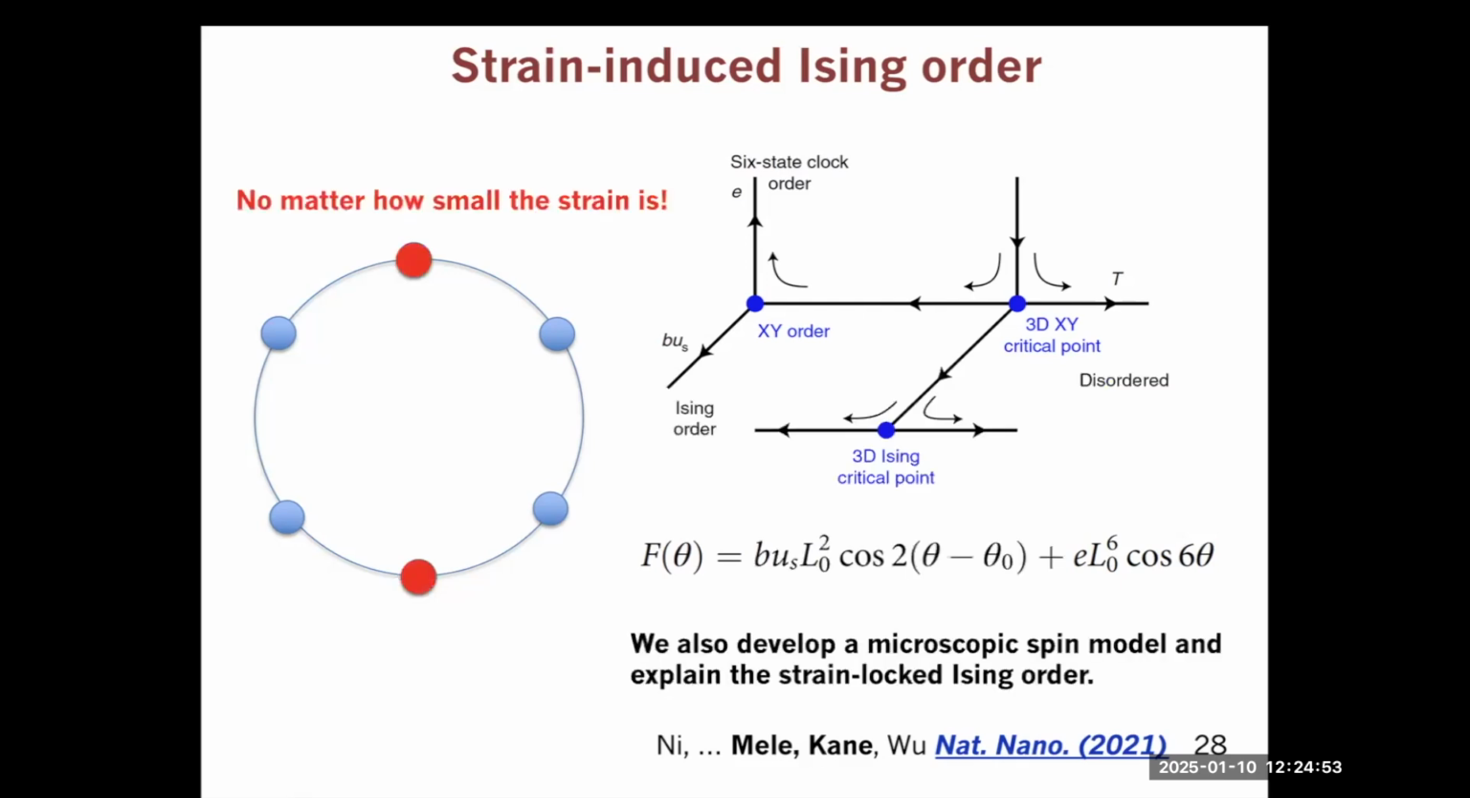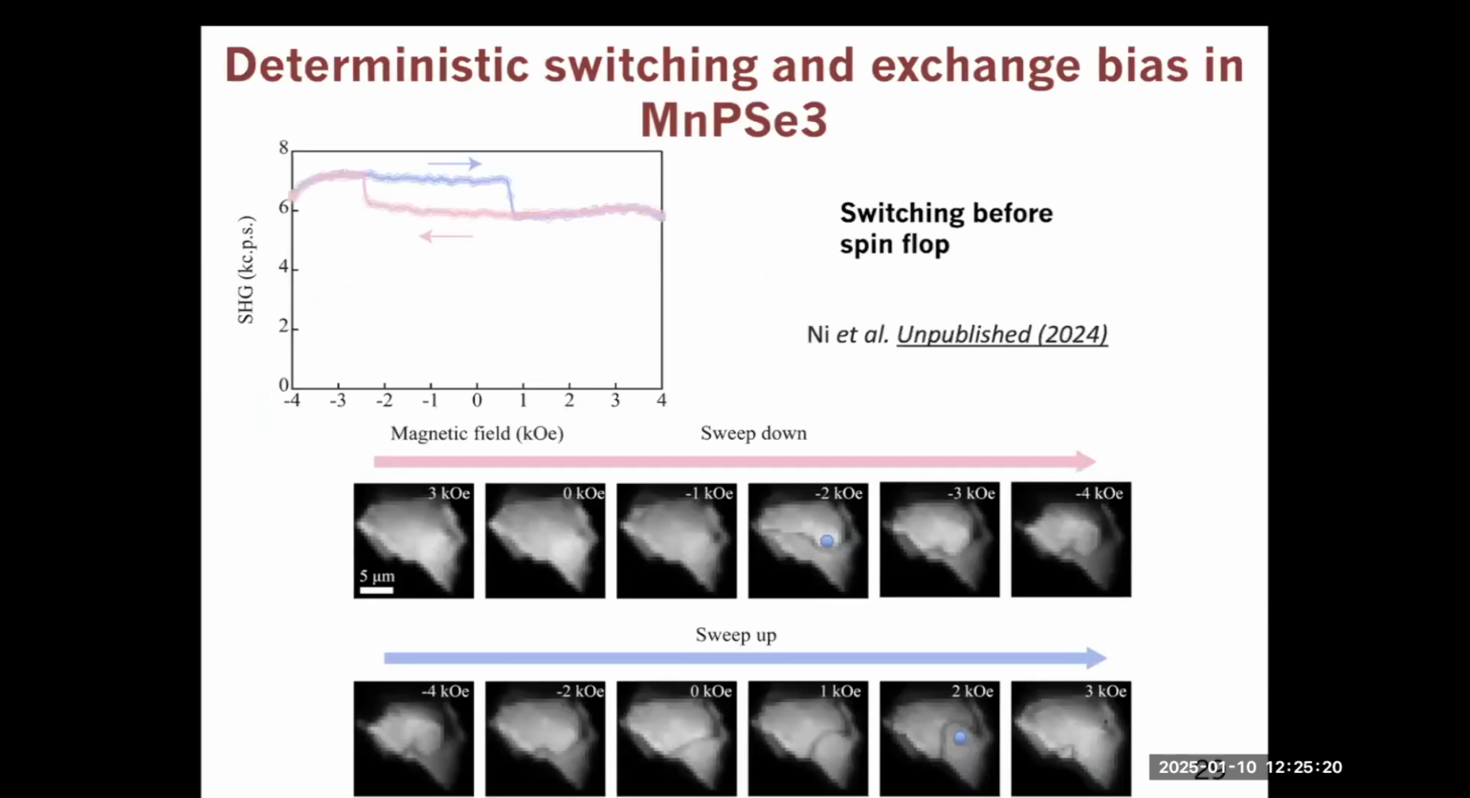But if you have strain, then actually you have a 2 theta term. This term always dominates because it's a low order. So in other words, because of strain, the system always picks 2 ground states out of 6. Then strain can also stabilize the order in the monolayer limit. So that's how it works.